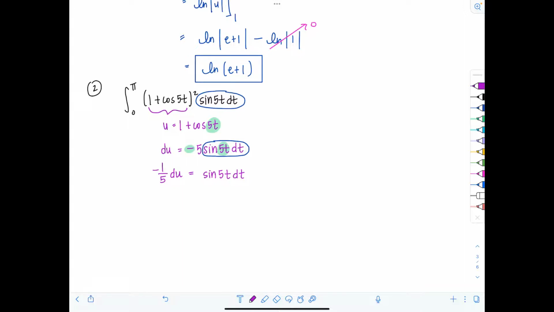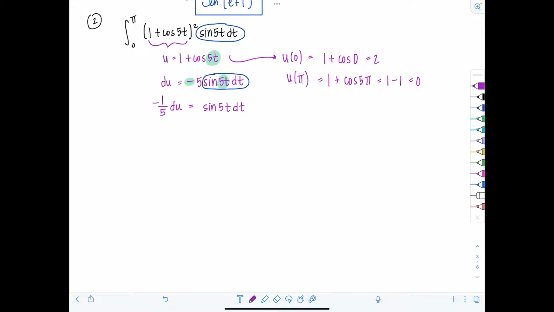So lower limit is 0. U of 0, just come change it right here. Plug in 0 for t. 1 plus cosine of 5 times 0 is still 0. What's cosine of 0, people? Yes, it's 1. So this is going to be 2. And then u of the upper limit pi, that's going to be 1 plus cosine of 5 pi. Cosine of 5 pi, it's an odd multiple of pi, so cosine is going to be -1. So we have 1 plus -1, this is 0.